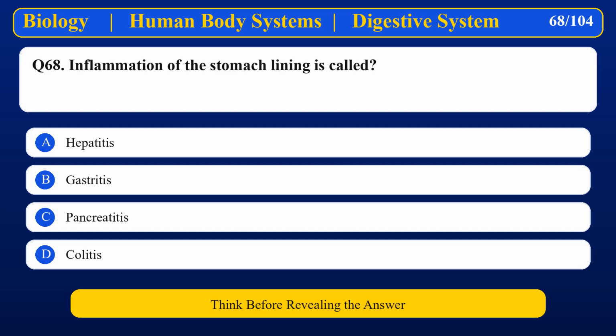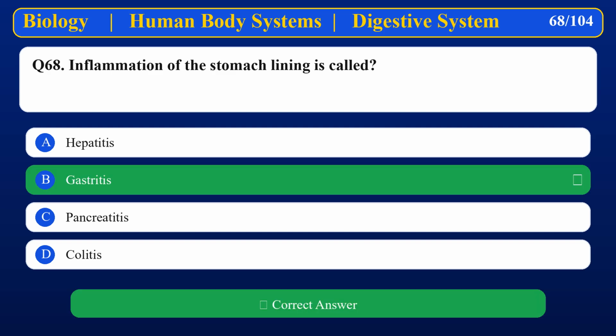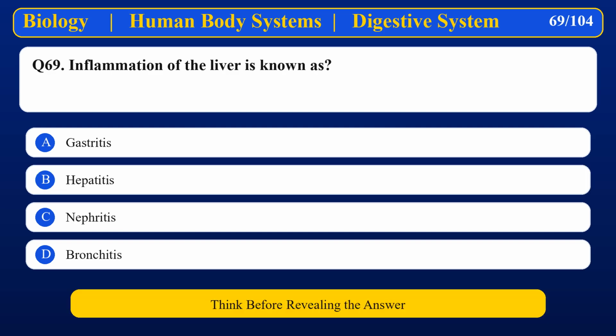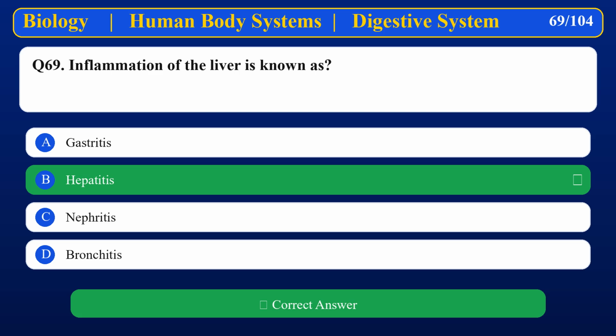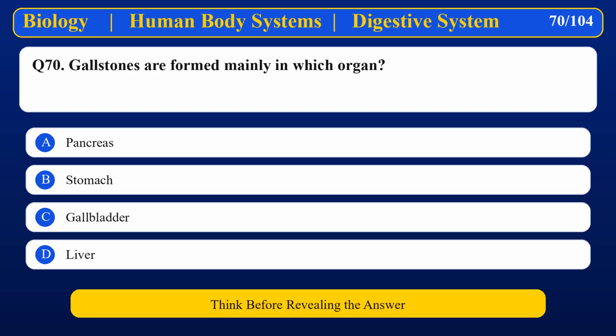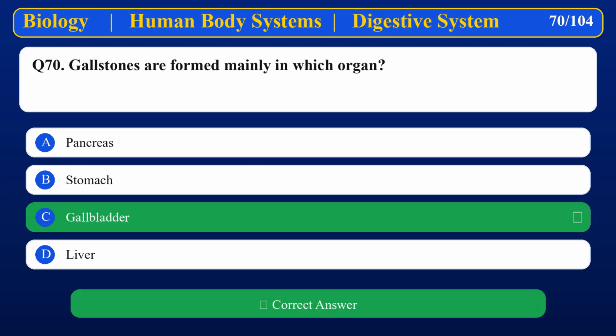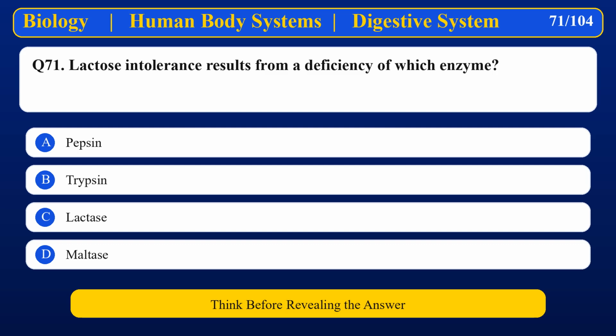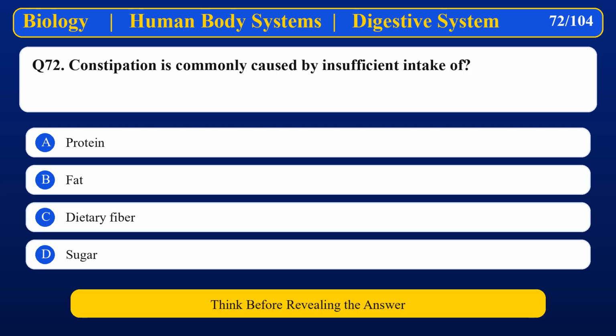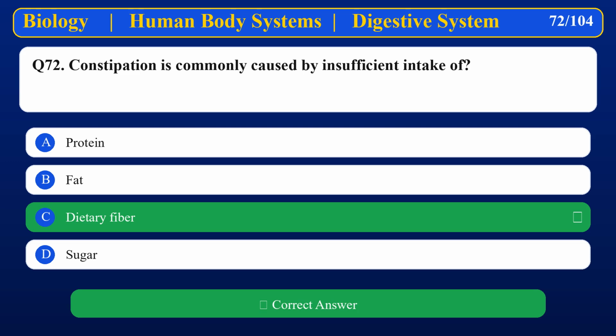Inflammation of the stomach lining is called gastritis. Inflammation of the liver is known as hepatitis. Gallstones are formed mainly in which organ? Gallbladder. Lactose intolerance results from a deficiency of which enzyme? Lactase. Constipation is commonly caused by insufficient intake of dietary fiber.